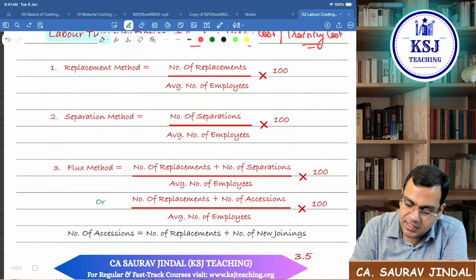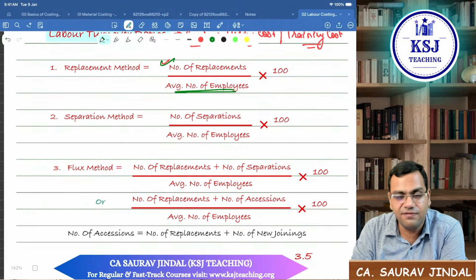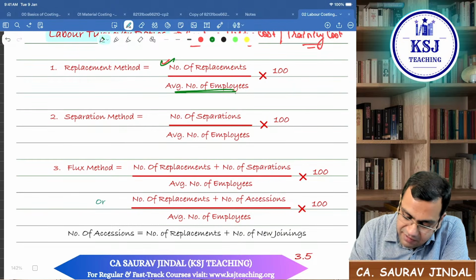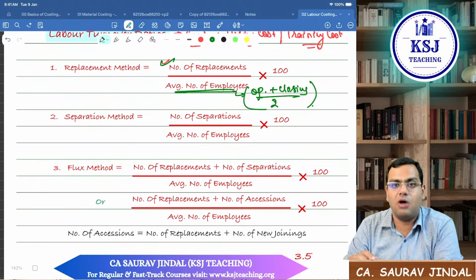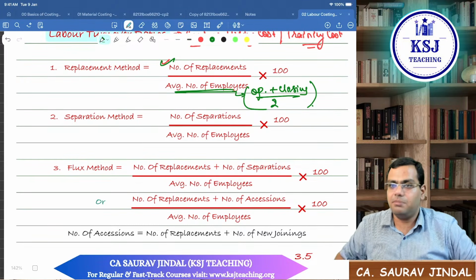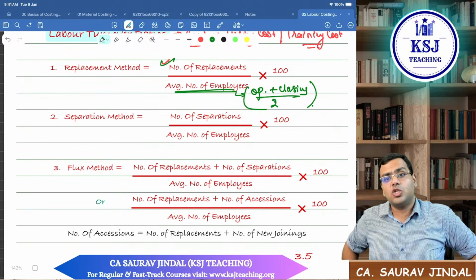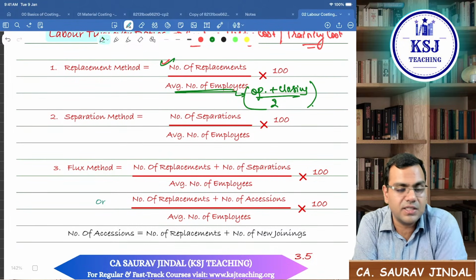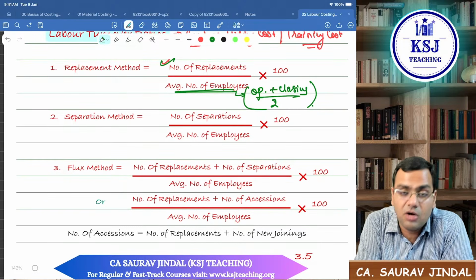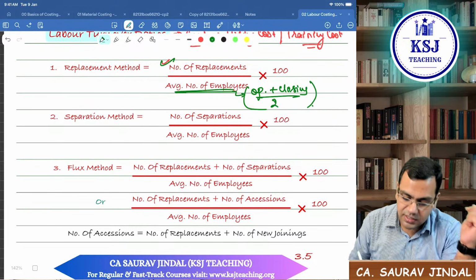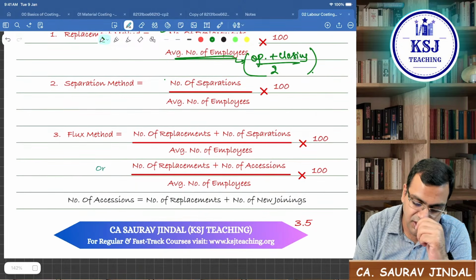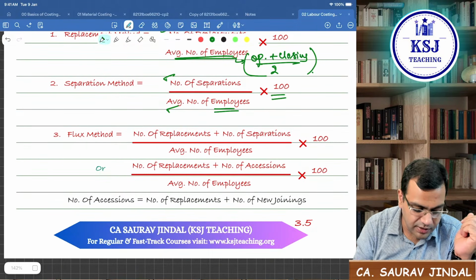Replacement method says number of replacements divided by average number of workers. So on an average, if in a particular period, the average is what? Average is opening plus closing divided by 2. Right? At the beginning of the period, how many workers were working? At the end of the period, we will see how many workers were working. So on an average during the period, what is the number of workers that were working in the factory? Out of that, how many were replaced? So number of replacements divided by average number of workers. Separation method says number of separations divided by average number of employees into 100.